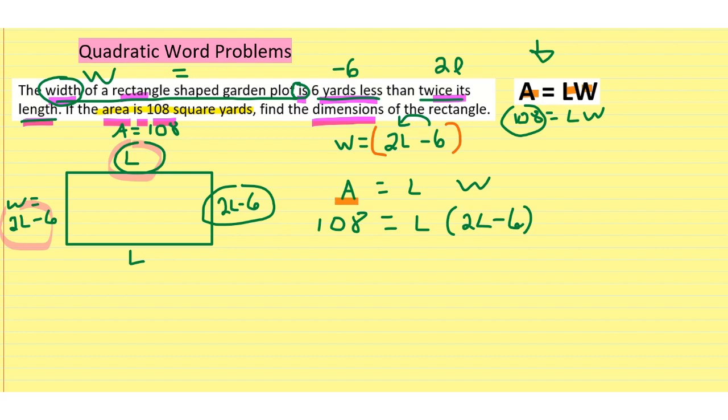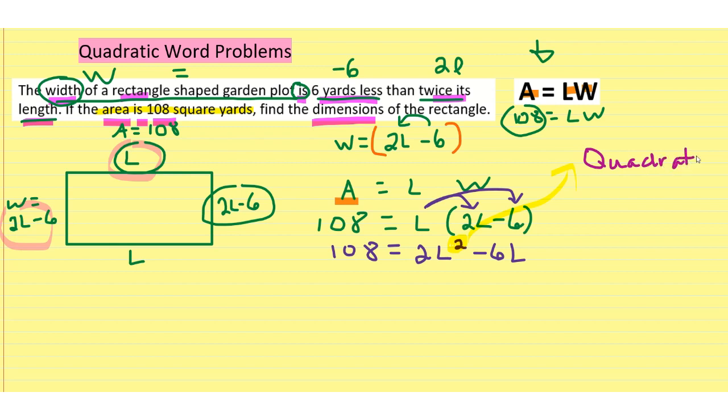So we are going to distribute this L into the parentheses. Okay, so I'm going to have 108 is equal to 2L squared. L times L is L squared. And L times the negative 6 is negative 6L. Okay, so this is starting to look like a quadratic. We know that because there's a power of 2 on our variable. Anytime our highest power is a 2, that tells us that it definitely is a quadratic.